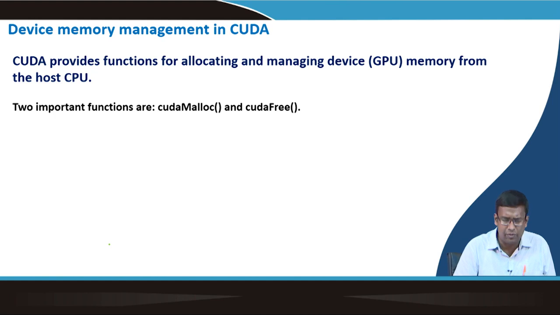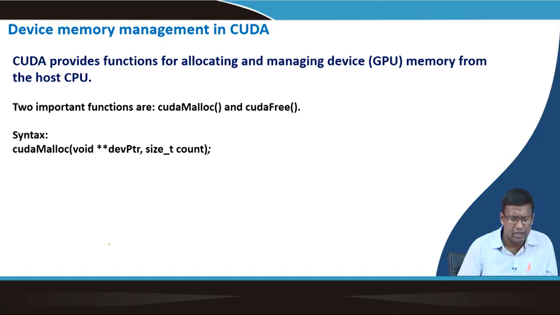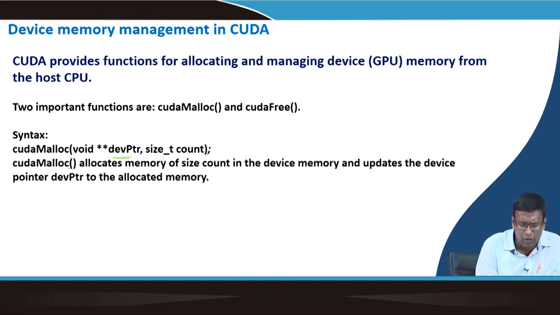So, device memory management is an important part in a CUDA code. CUDA provides functions for allocating and managing device or GPU memory from the host CPU. Two important functions are cudaMalloc and cudaFree. Syntax is cudaMalloc, then the void ** address of the memory in the device and the size of that memory. When we do that, cudaMalloc is executed by the CPU, but it allocates memory in the GPU.